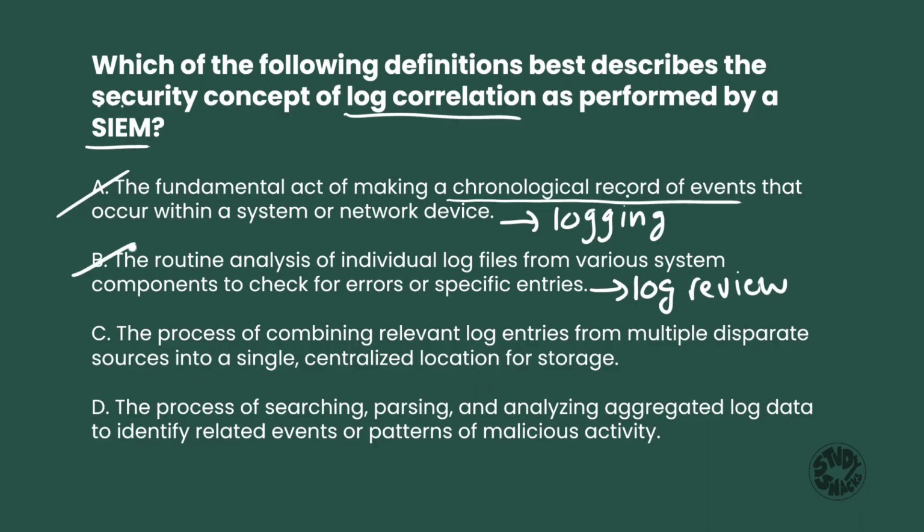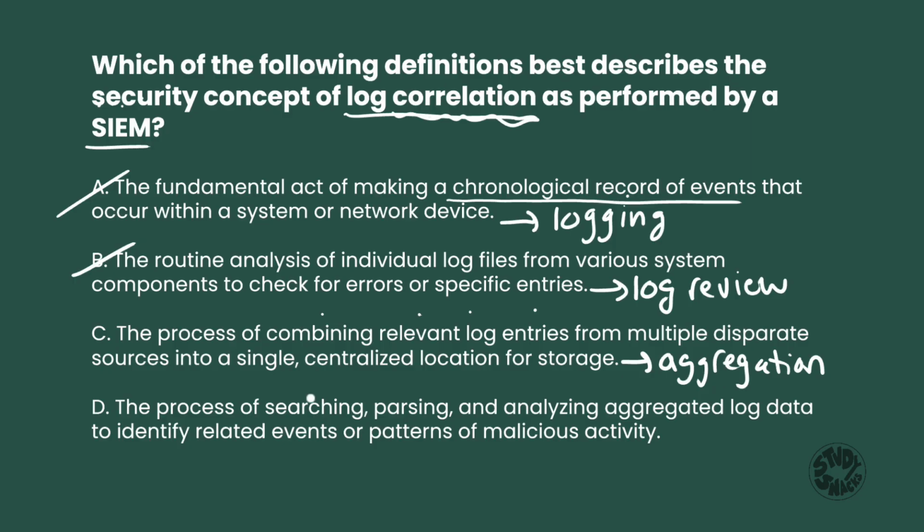So it's not B. C, is it combining relevant log entries from multiple sources into a single one? Well, that's an important step in log correlation, but it actually doesn't describe the correlation itself. Meaning this is the textbook definition of what we call aggregation. This is simply bringing all these disparate sources together, but a SIEM not only does aggregation, it takes it one step further, which is the analysis of all of that aggregated data to look for attack patterns.